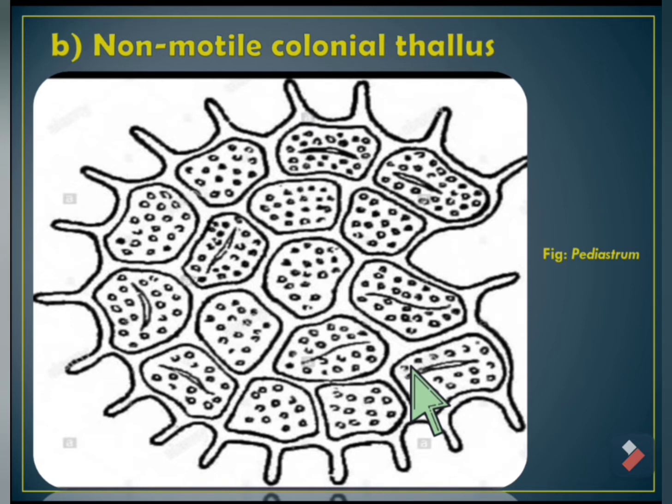Okay, for example, Hydrodictyon and also Pediastrum. This one you can see here, the colony of Pediastrum. This form, the non-motile colonial thallus, which is free floating, is also referred to as the coccoid form.